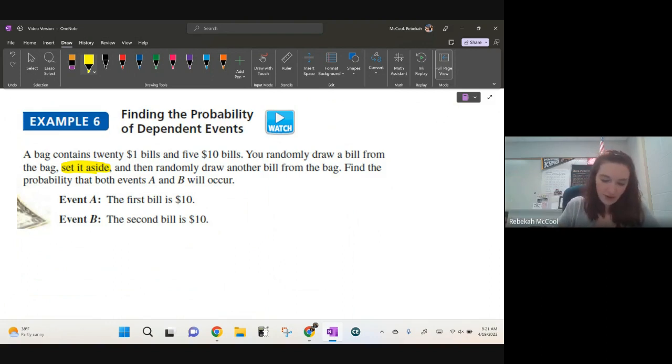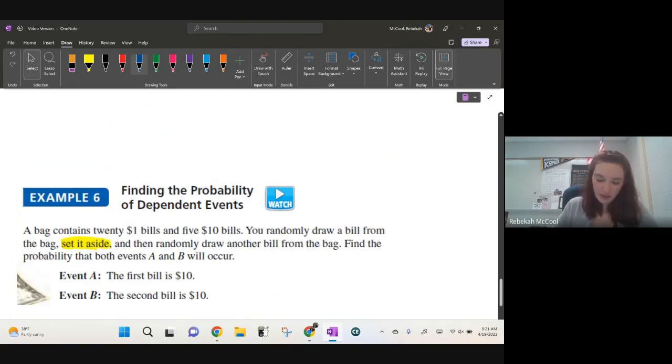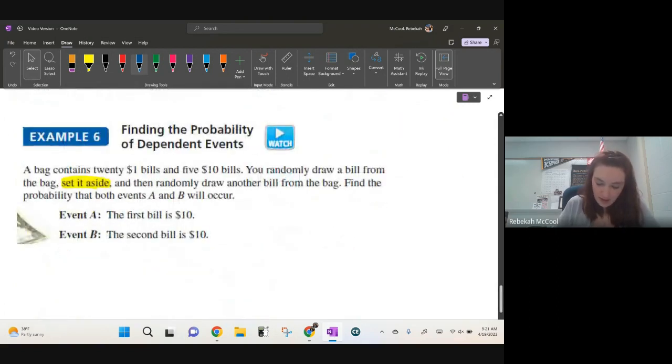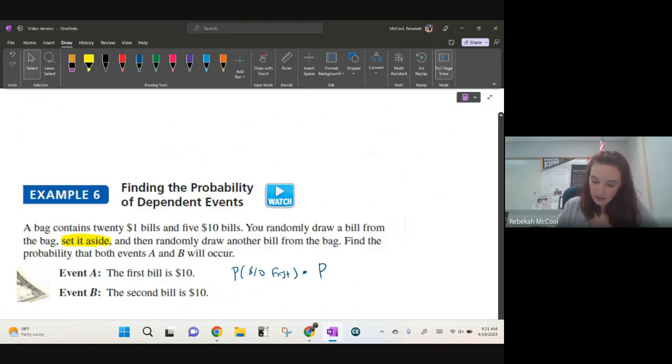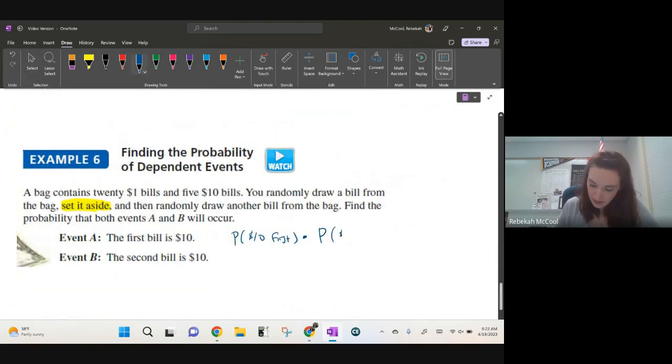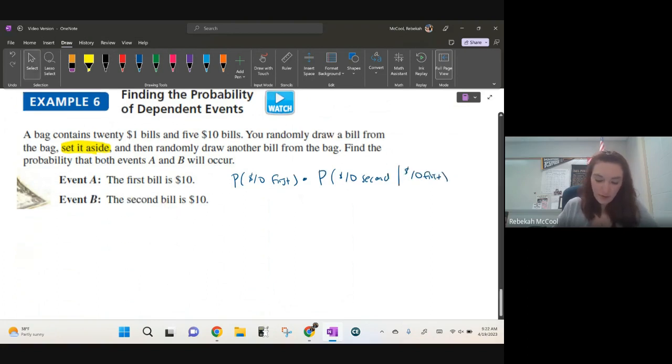Okay, so let's look at event first. Let's go back to our rule. So our rule up here, there we go, says we're going to take the probability of the first event, so the probability that the first is a $10 bill, times the probability that the second bill is a $10 bill as well, given that we drew a $10 first. So those are the probabilities that we need.